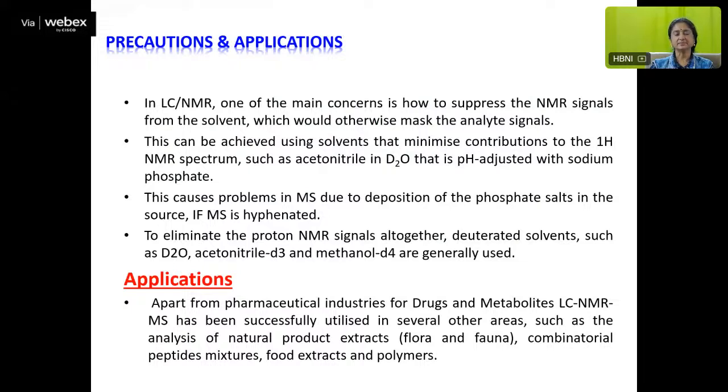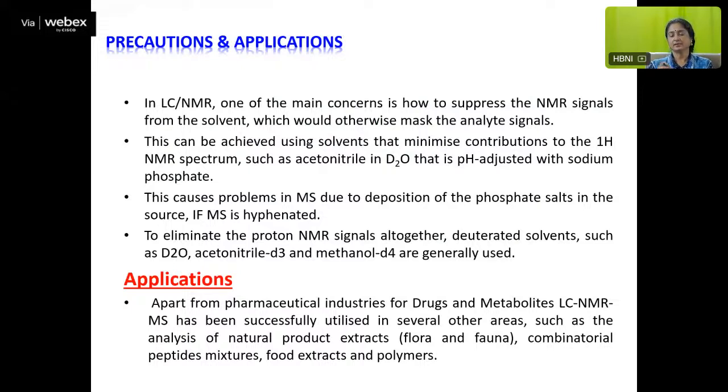This can be achieved using solvents that minimize interference to the proton. If you are doing proton NMR, then you have to choose a mobile phase which will give minimum interference, such as acetonitrile in D2O, with its pH adjusted with sodium phosphate. Now this causes problems in MS due to deposition of phosphate salts in the source. So if MS is hyphenated, then to eliminate the proton NMR signal altogether, deuterated solvents such as D2O, acetonitrile-D3 or methanol-D4 are generally used.